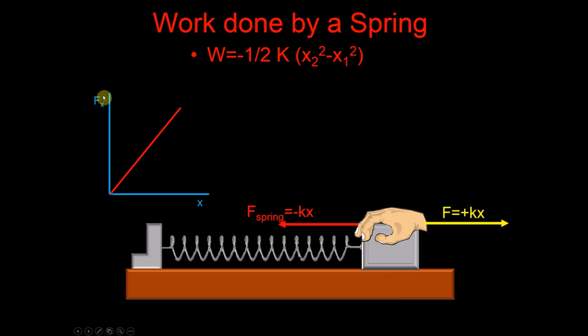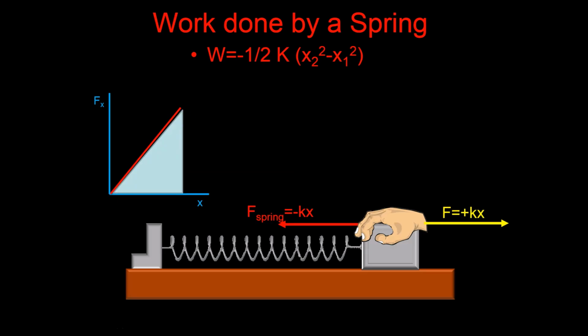This means if we actually plot a graph of F versus x, and this is really what Hooke was doing in order to come up with his equation, you would end up looking at this graph and the work done by the spring would end up being this area.